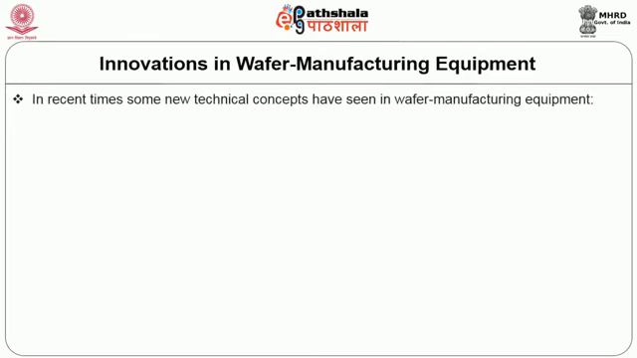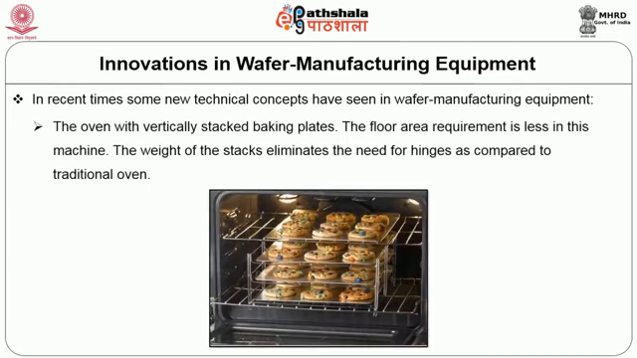Then we'll see the innovation in wafer manufacturing equipment. There are two major innovations: first, the vertically stacked oven. The oven with vertically stacked baking plates requires less floor area. The weight of the stack eliminates the need for hinges as compared to the traditional oven.